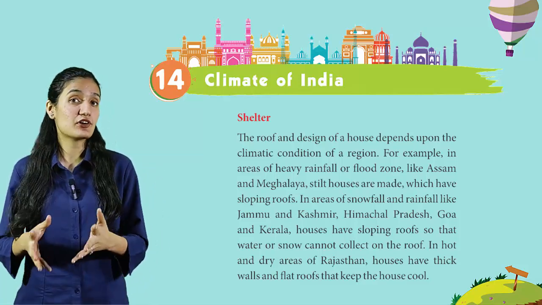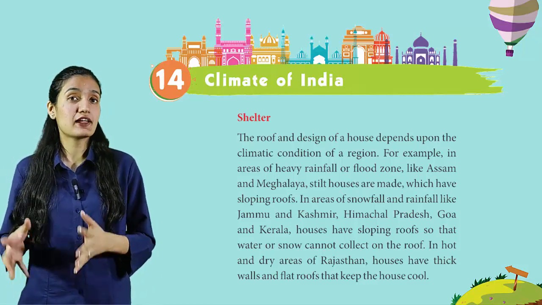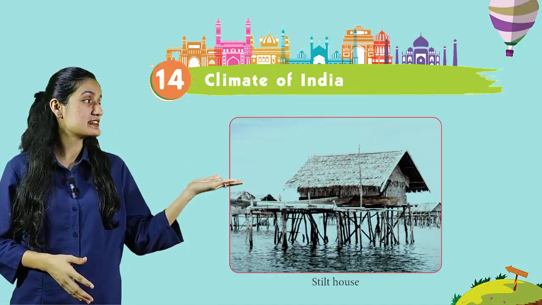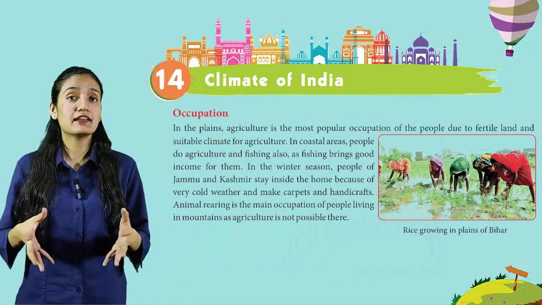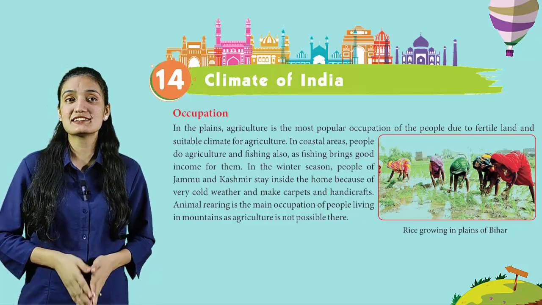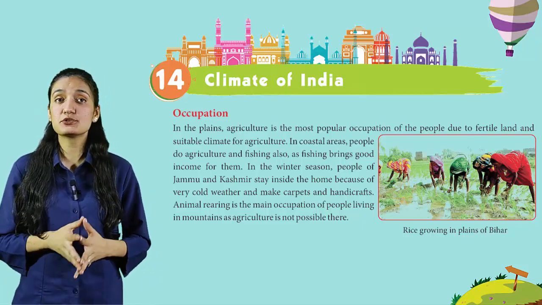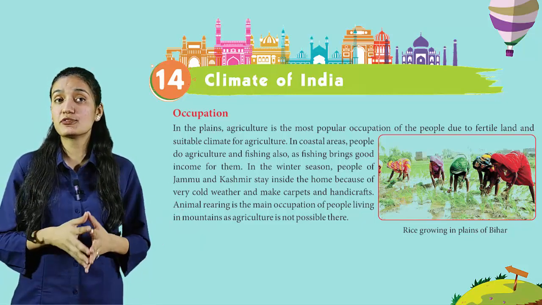In hot and dry areas of Rajasthan, houses have thick walls and flat roofs that keep the house cool. Here you can see the picture, stilt house. Now, occupation. In the plains, agriculture is the most popular occupation of the people due to the fertile land and suitable climate for agriculture. In coastal areas, people do agriculture and fishing also, as fishing brings good income for them.